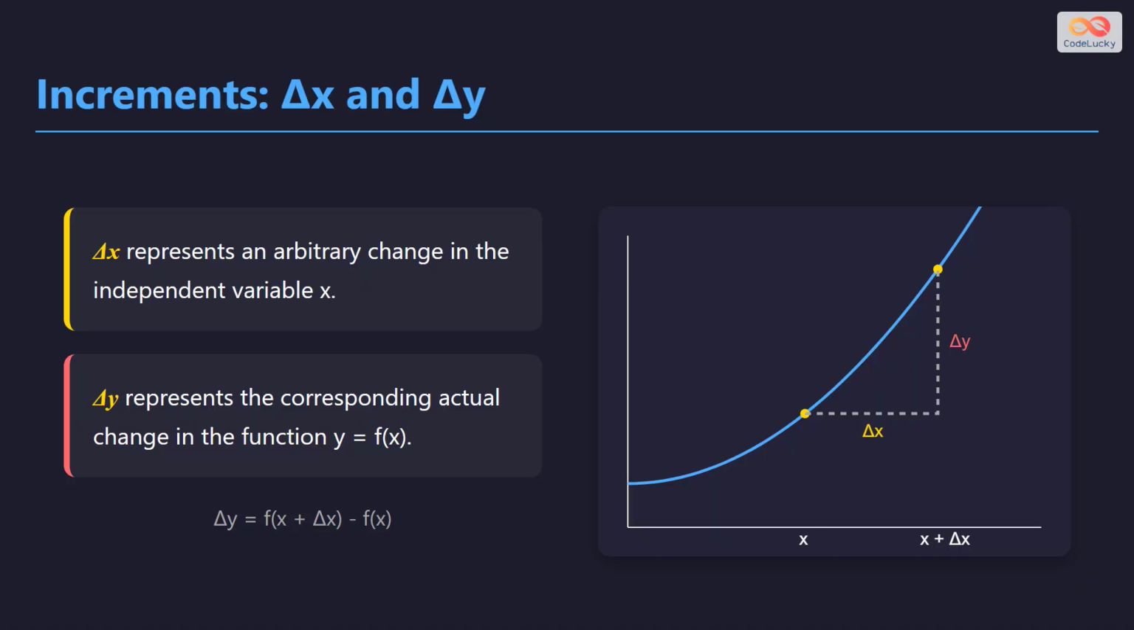Before we define the differential, let's talk about increments. Delta x is simply a change in your input variable, moving from x to x plus delta x. Delta y is the actual change in the function's value corresponding to that input change. It is the final height minus the initial height.